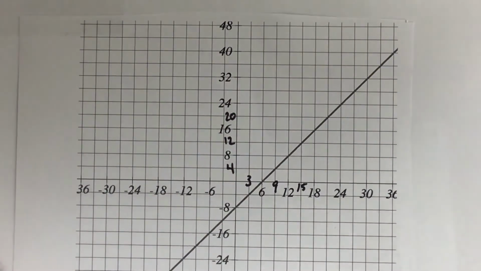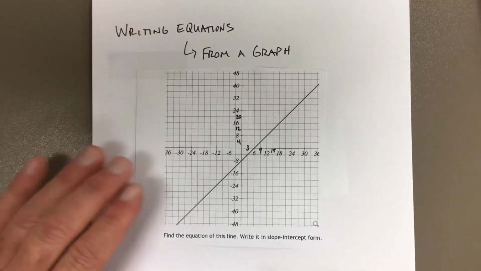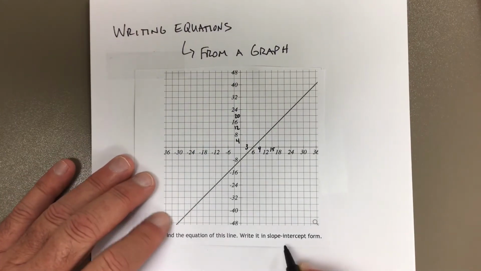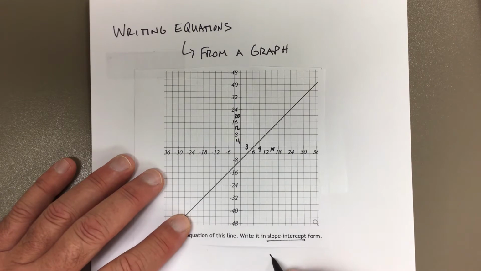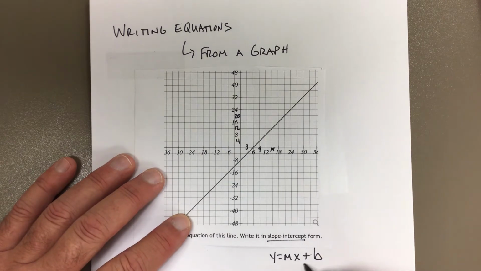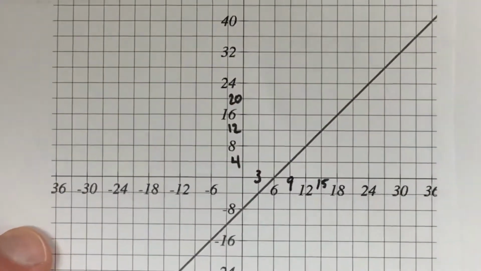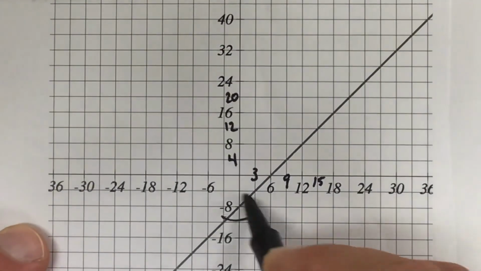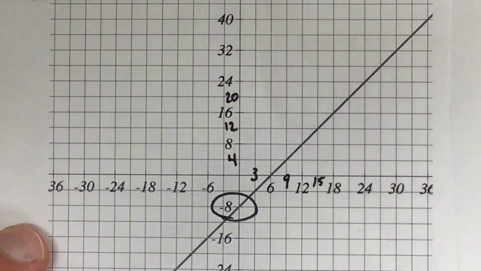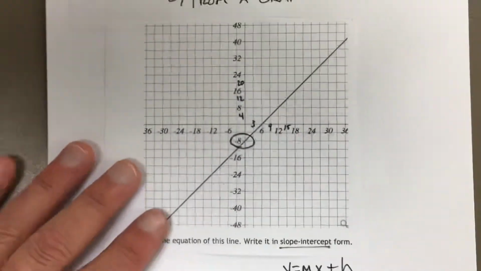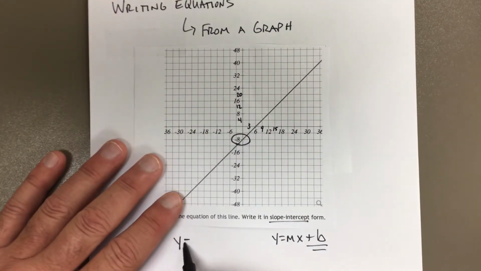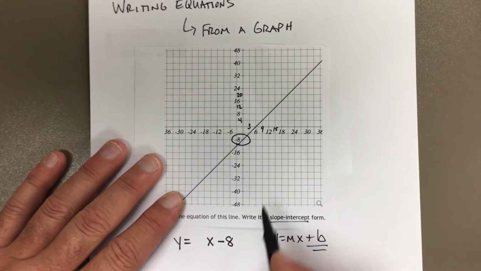Now, to write the equation, we just simply have to remember y equals mx plus b. Remember, they're going to want it in slope-intercept form. So that's y is equal to mx plus b. So what is the b? The b is the intercept. So where does this cross the y-axis? Well, it looks like it crosses right here at -8. All right, so that's pretty cool. So y is equal to something x minus 8, because we can see that.